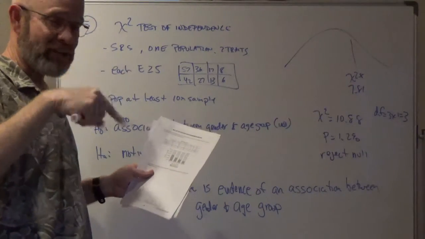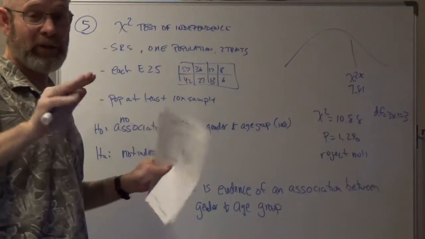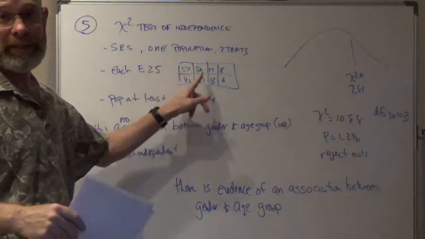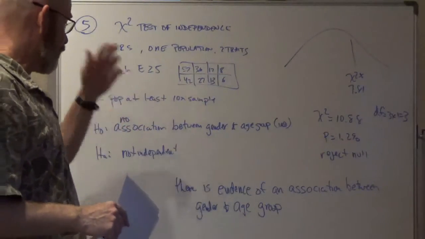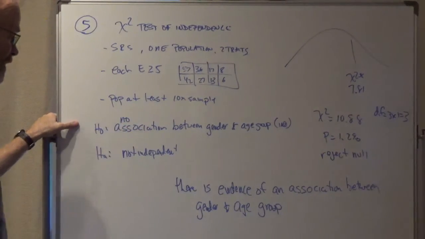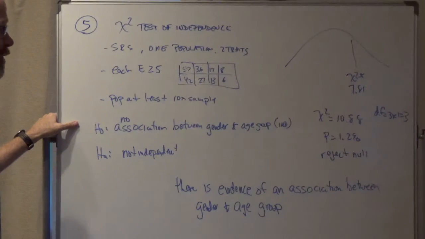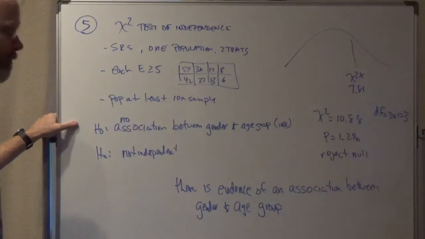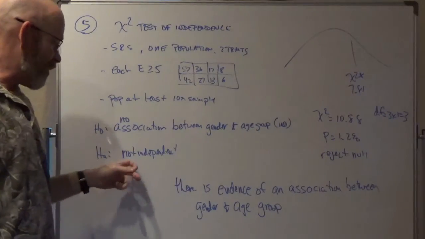The test is going to ask you for an expected matrix. Don't do it, just run the test and then go back to the matrix, and it's going to give you all these expected values. They're all greater than or equal to 5. The null hypothesis is there's no association between gender and age group, or you can just say gender and age group are independent, works the same. The alternate is they're not independent.